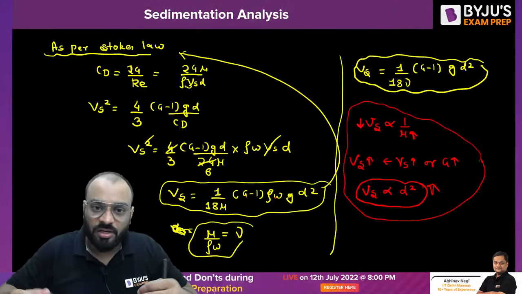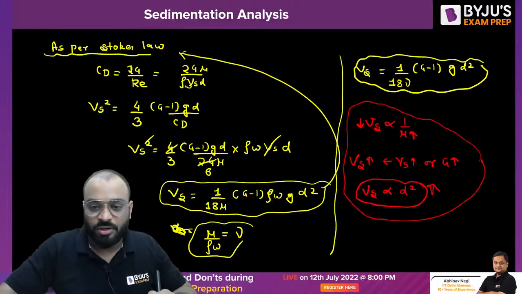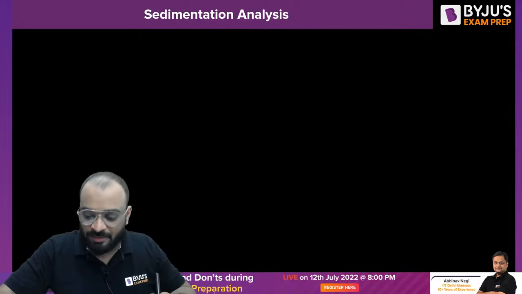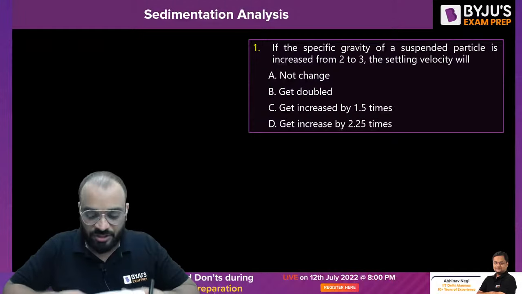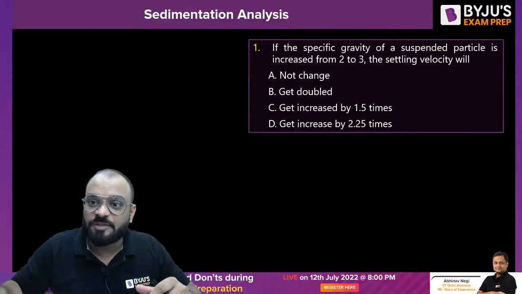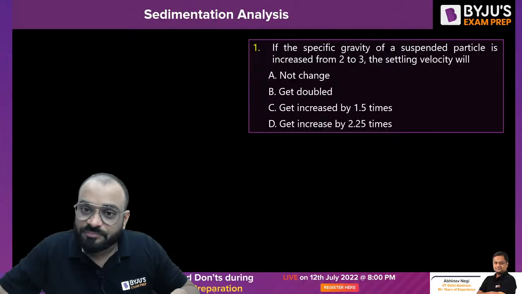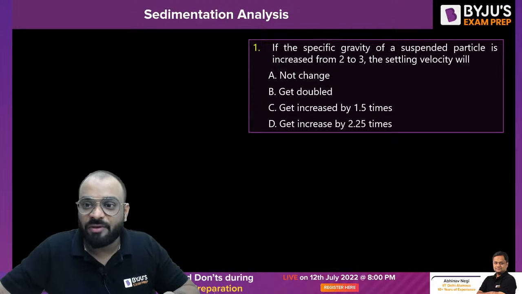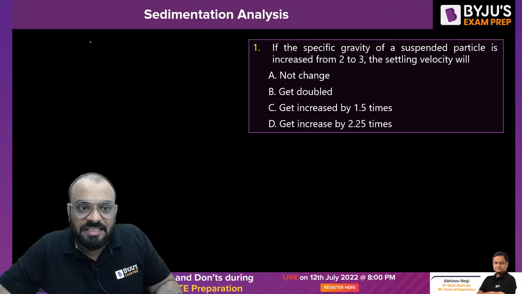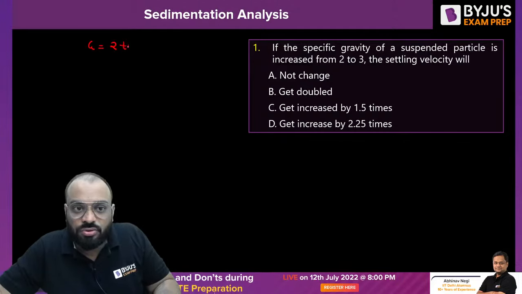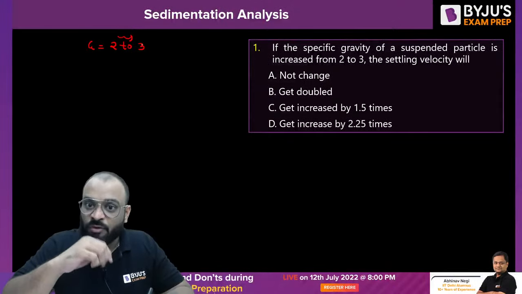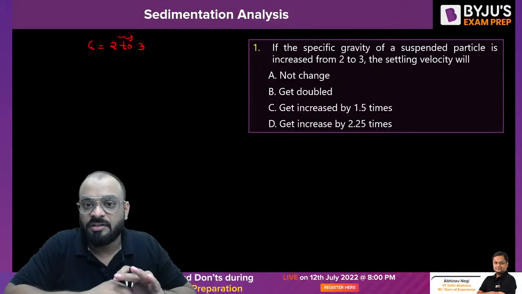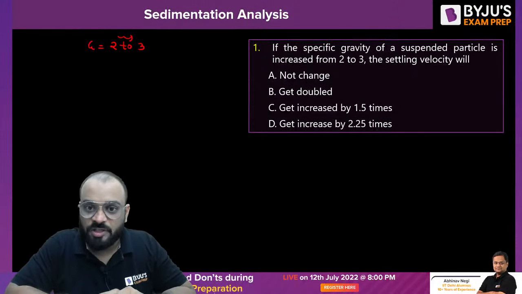So let's quickly do some problems over here guys. Okay, then we'll close the session. Tell me the answer of this. First question in front of you. If the specific gravity of suspended particle is increased from 2 to 3, then the settling velocity will be... Tell me guys quickly. If the specific gravity is changing from 2 to 3, then what change will occur in the settling velocity of particle? Which particular answer is correct?